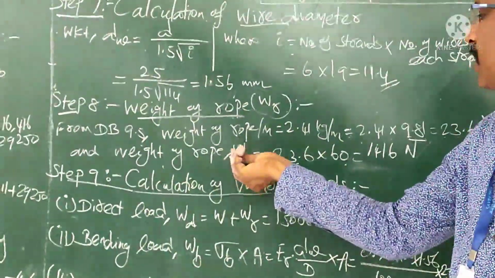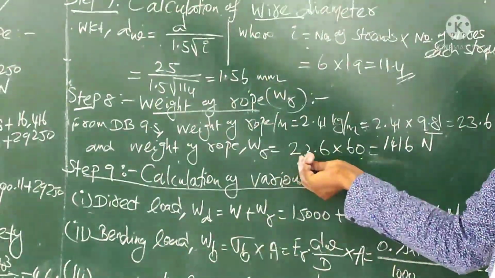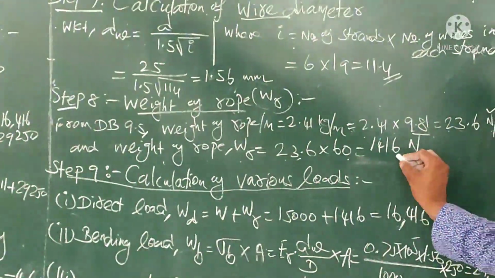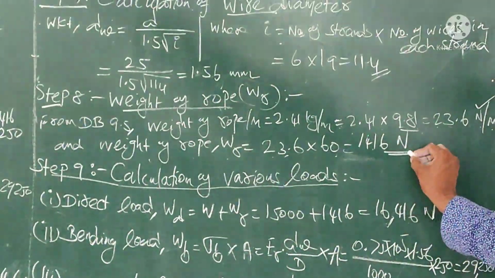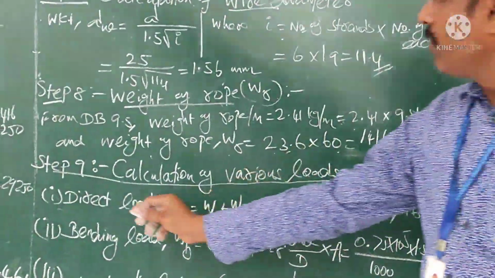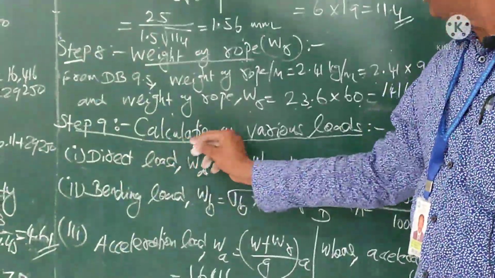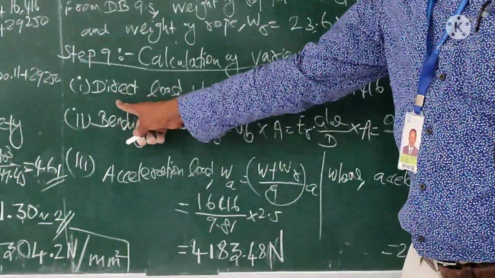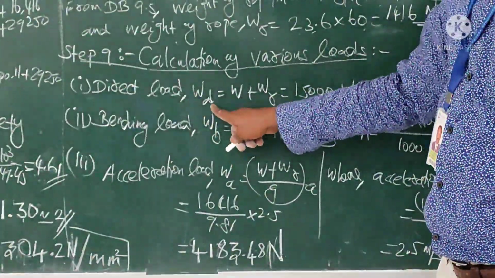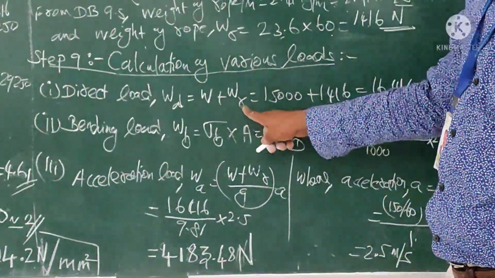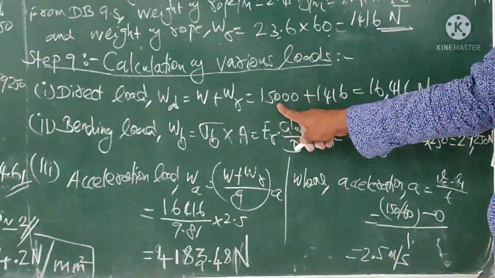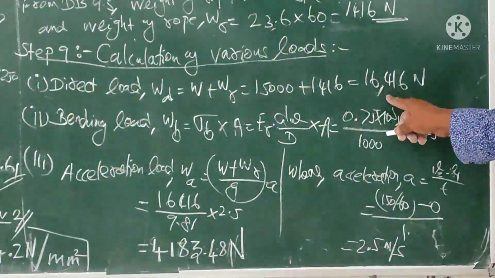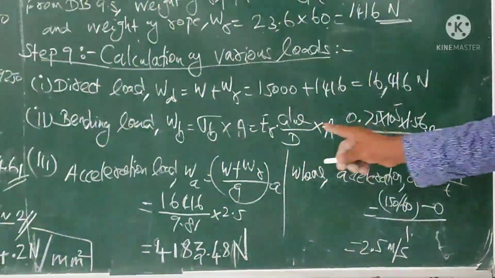Therefore, weight of rope WR equal to 23.6 into 60. So, we can get 1416 Newton. Now, we are going to calculate the various loads acting on the rope. First one is direct load. We know the formula WD is equal to W plus WR. So, 15,000 plus 1416, we get 16,416 Newton.